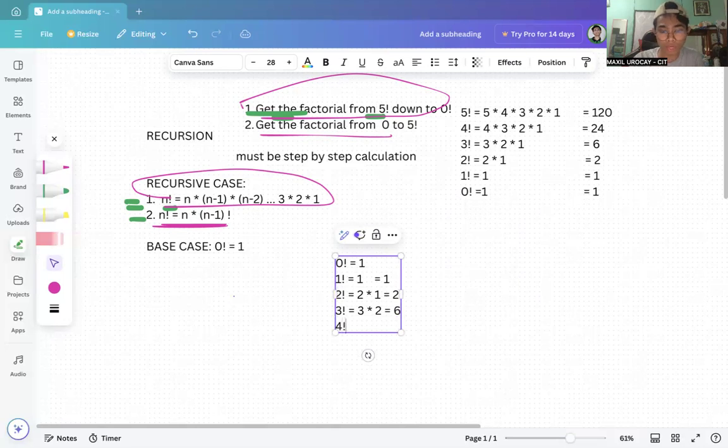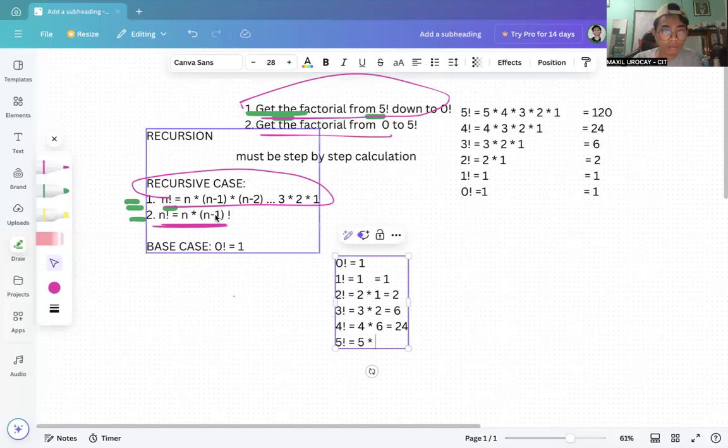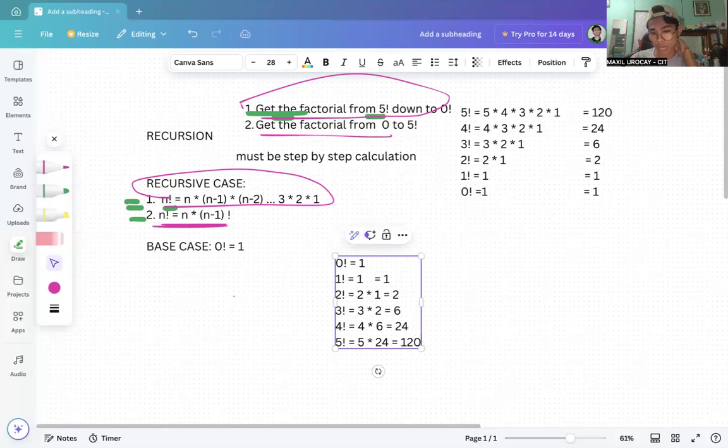So now 4 factorial equals 4, your n, times factorial of n minus 1. So 4 minus 1 is equal to 3. What is 3 factorial? That is 6. So 4 times 6 is 24. Okay. So 5 factorial right now is 5 times n minus 1, so 5 minus 1, 4. What is 4 factorial? That is 24. So 5 times 24 is 120. So that's how we will do that.